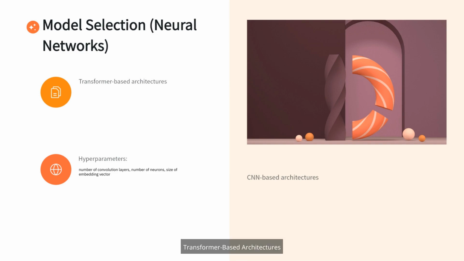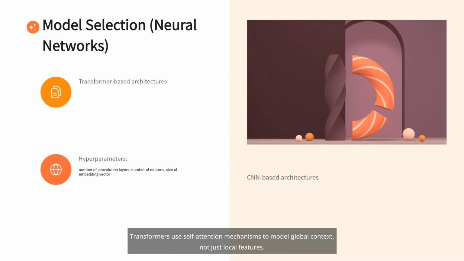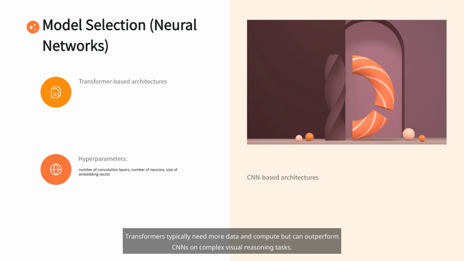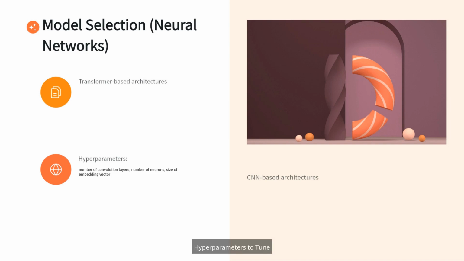2. Transformer-based architectures. More recently, Vision Transformers, ViTs, have gained popularity. Examples: ViT, Swin Transformer, DiT. Transformers use self-attention mechanisms to model global context, not just local features. This can be particularly powerful for scenes with multiple objects, fashion search, where layout and interaction between items matters, matching user-uploaded images to catalog items. Transformers typically need more data and compute, but can outperform CNNs on complex visual reasoning tasks.